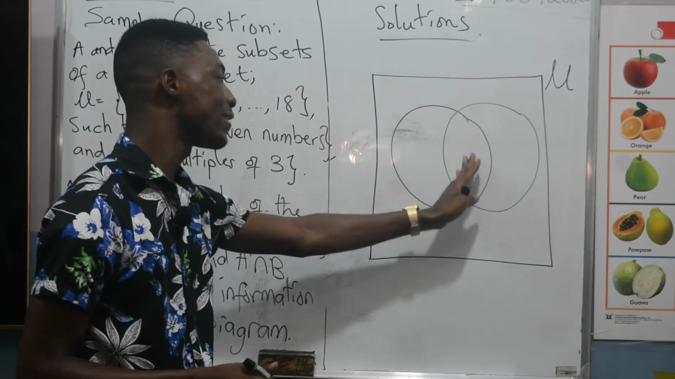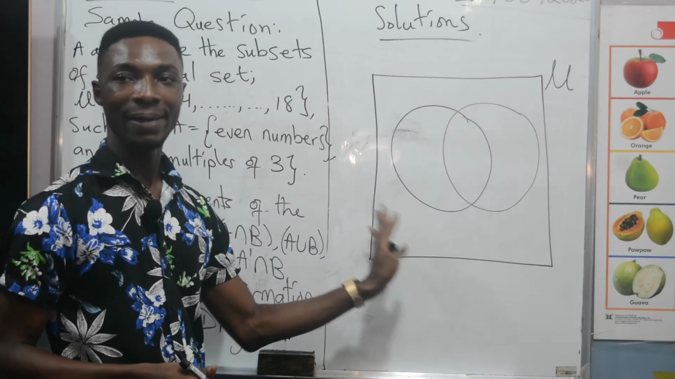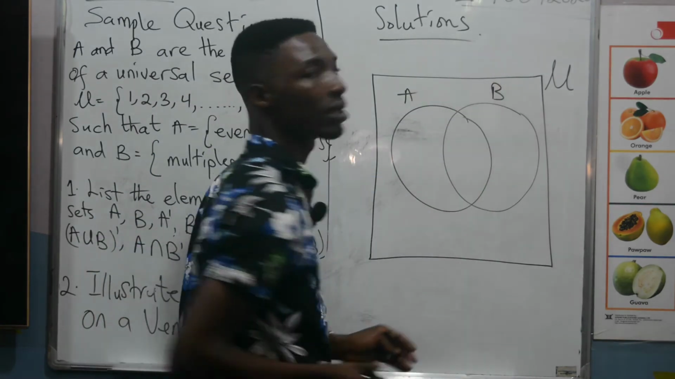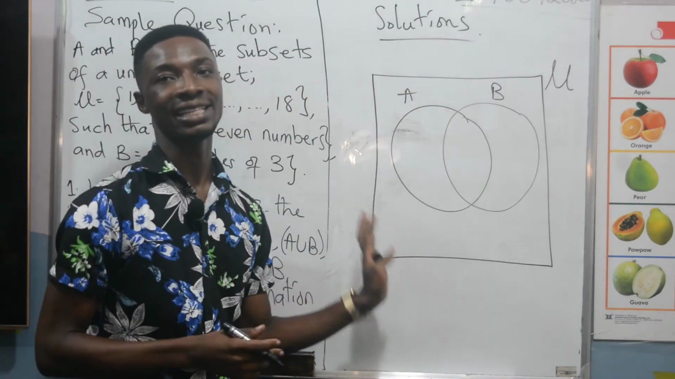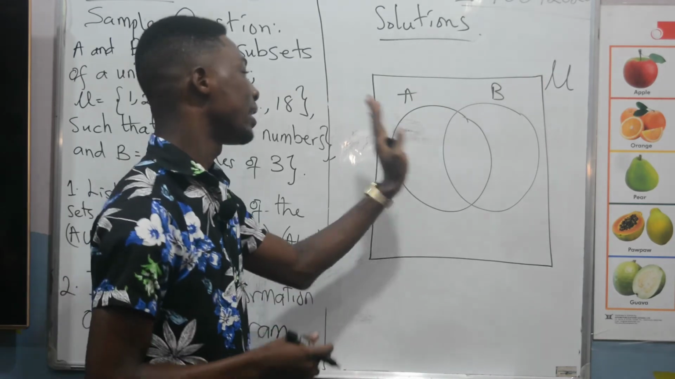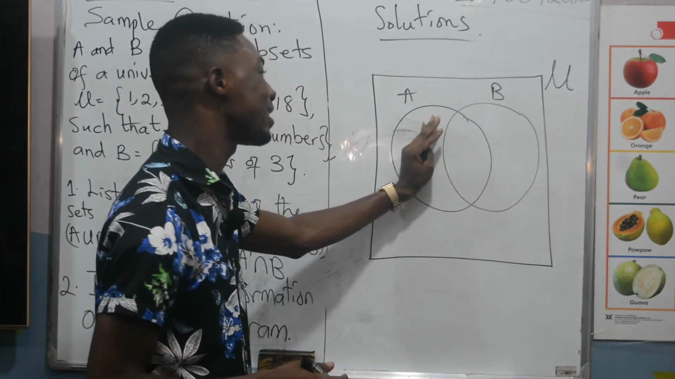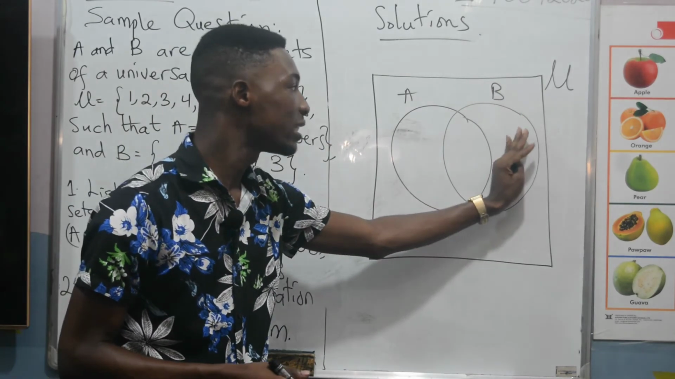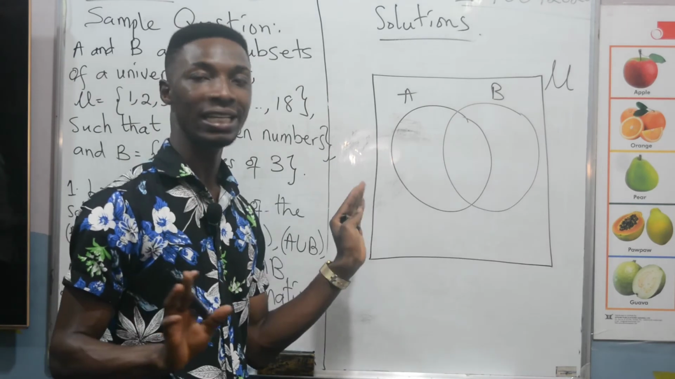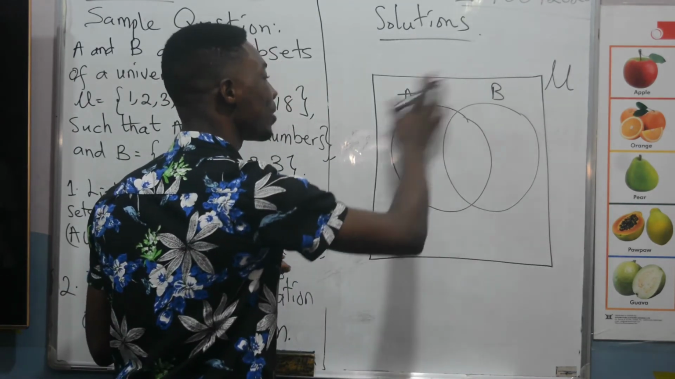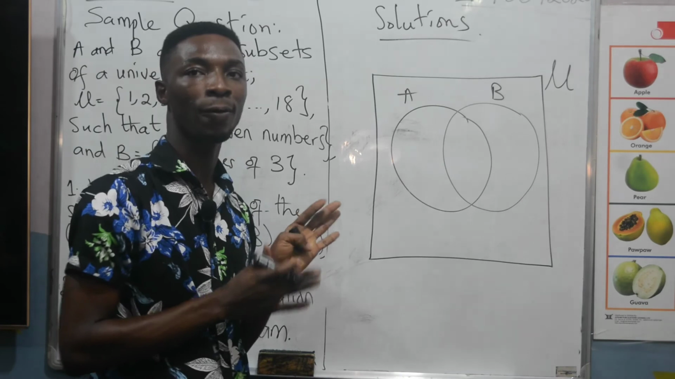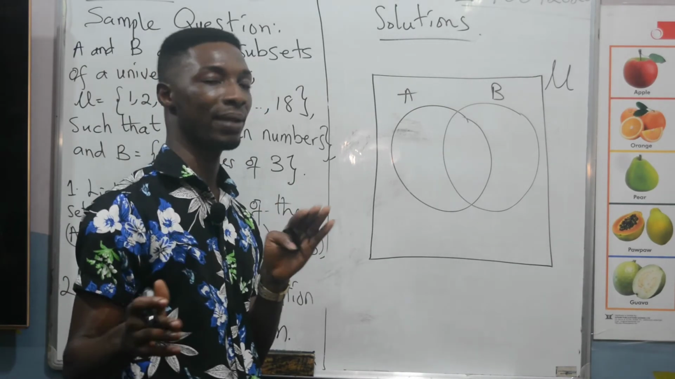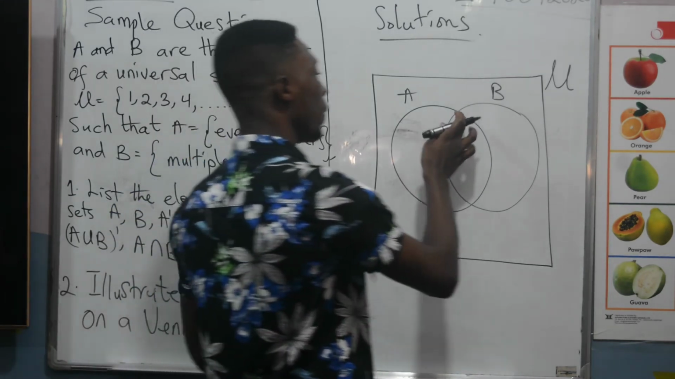This part here is going to contain the elements that belong to A intersection B. This part is going to contain elements that belong to A only. This part is going to contain elements that belong to B only. And any space outside the circles but within the rectangle is going to contain the complement set, A intersection B complement.